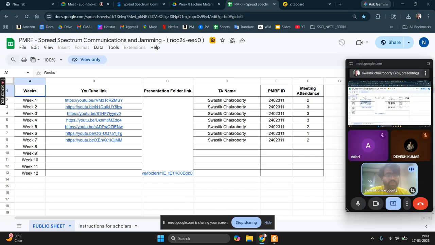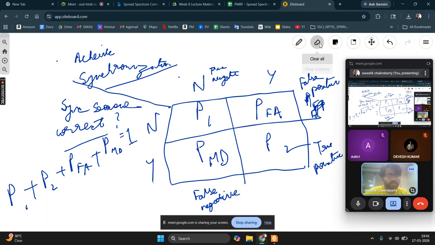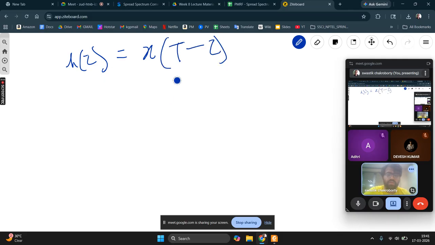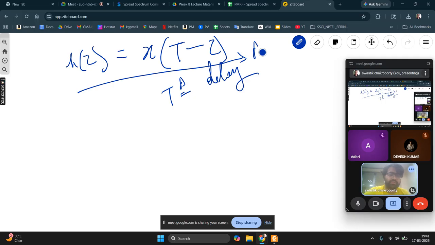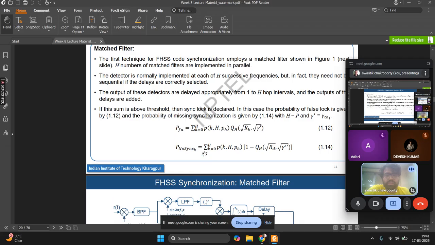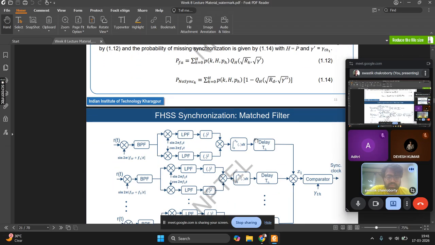So you say that your filter is matched to a particular signal when h of tau, the particular signal, is nothing but x of t minus tau, where tau is a particular delay. So this is the match condition. A filter is matched to a signal if it satisfies this property. So the first technique of FHSS code synchronization employs a matched filter. This is the matched filter.